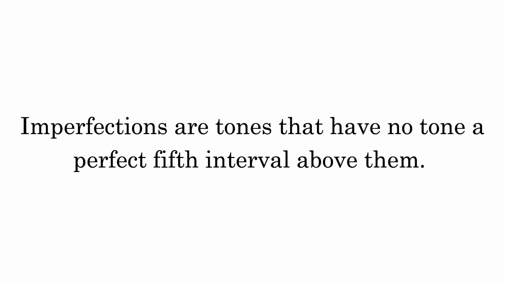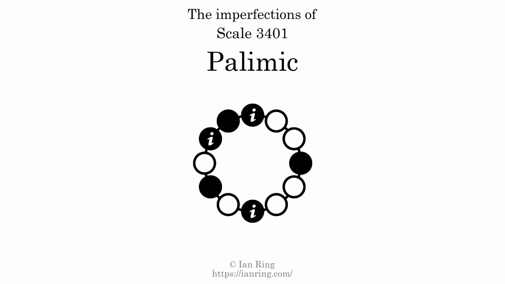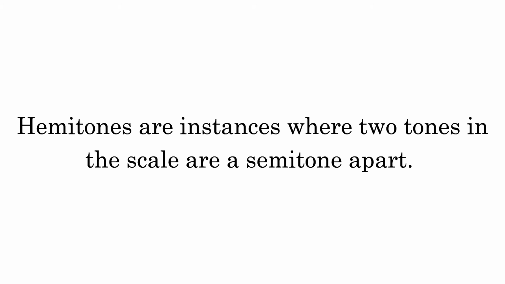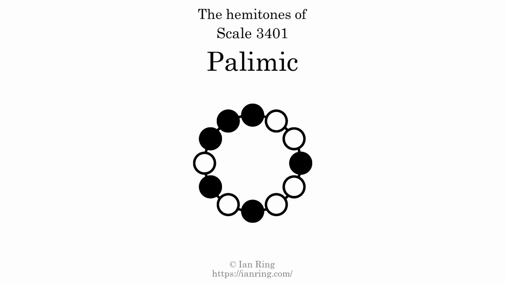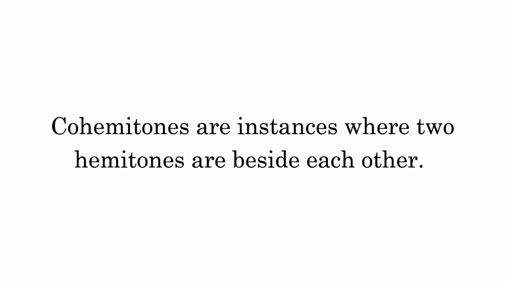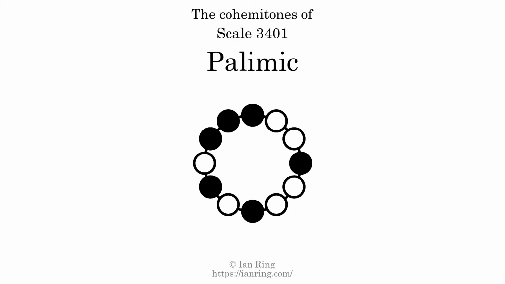Imperfections are tones that have no tone a perfect fifth interval above them. This scale has 3 imperfections. They are at positions here, here, and here. Hemitones are instances where 2 tones in the scale are a semitone apart. This scale has 2 hemitones. They are at positions here and here. Cohemitones are instances where 2 hemitones are beside each other. This scale has 1 cohemitone here.